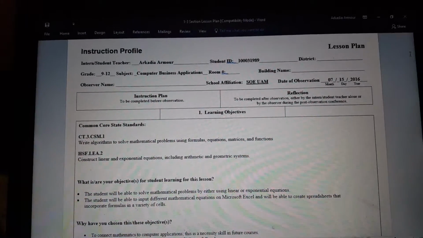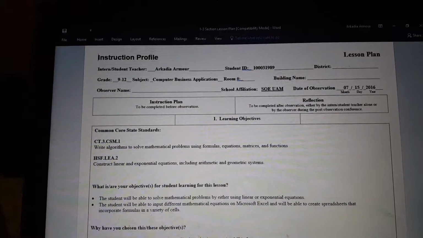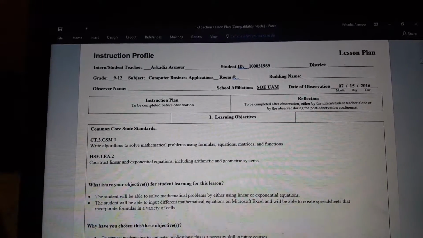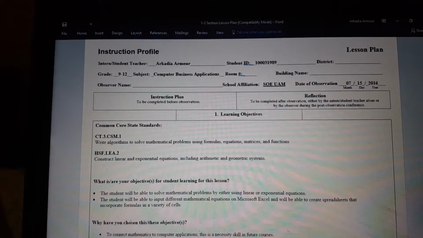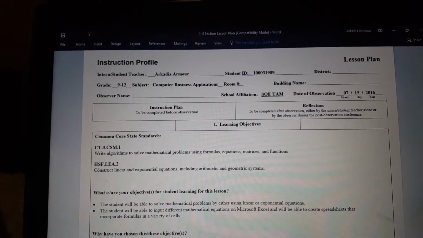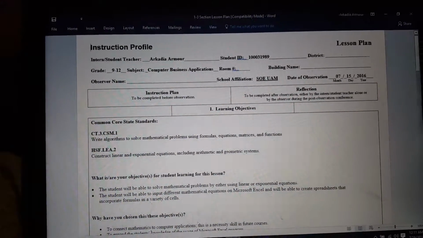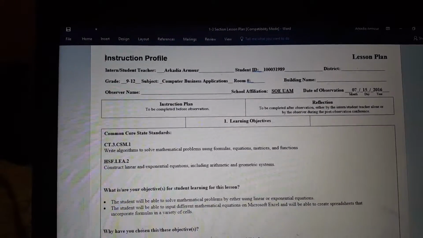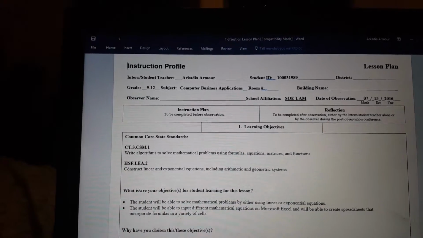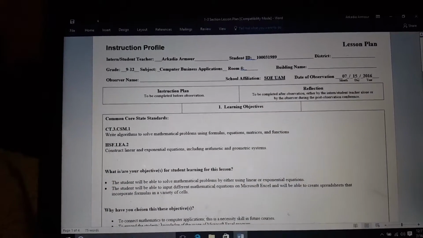Okay, we are covering my lesson plan that will be turned in July 15, 2016. My name is Arcadia Armour. My grade will be 9 through 12. Subject, computer business application. Since this is just a scenario, I will expect to teach this in the future term once I complete all requirements to become a teacher. So we're just going to stay as a scenario.